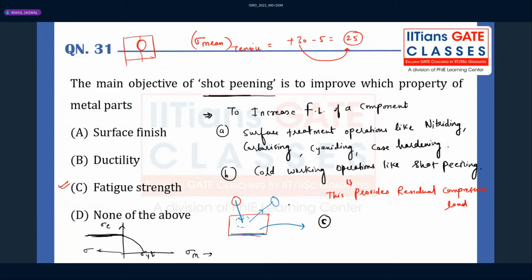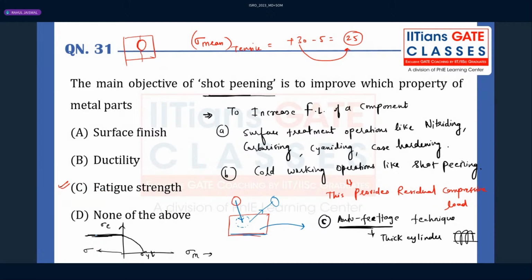by using the autofrettage technique. This autofrettage technique we use for thick cylinders, where the cylinder is subjected to winding of the wires. In that case also we are introducing the compressive load indirectly, right? So no doubt the main objective of shot peening is to improve the fatigue strength of a component. This autofrettage technique was also asked in ISRO, one of the previous year questions.